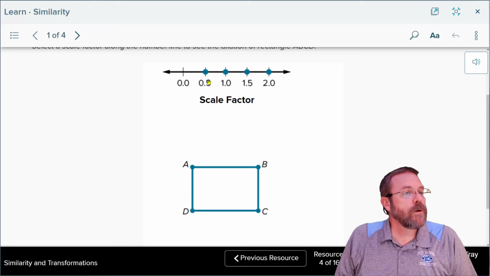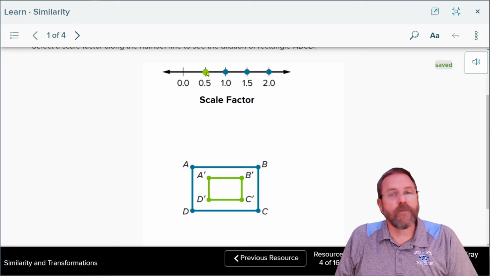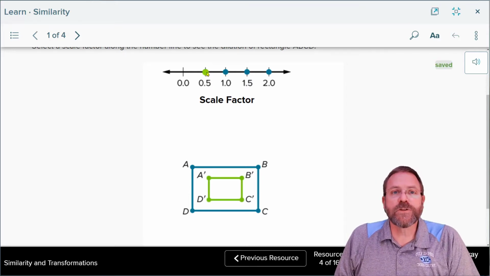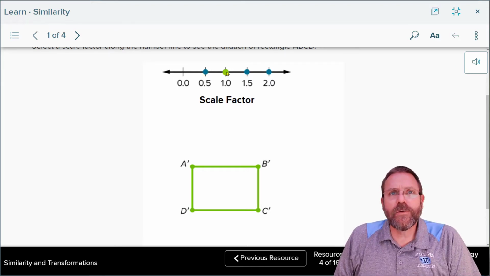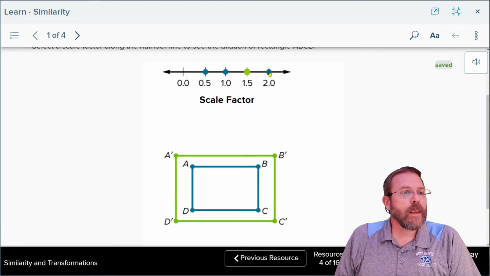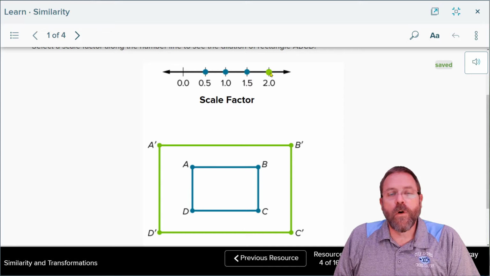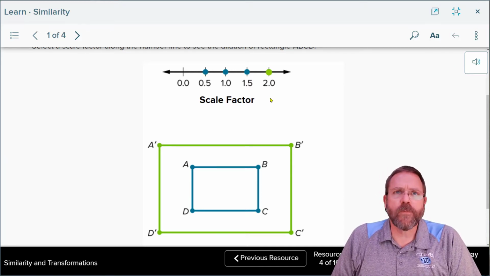So here, if we set the scale factor to 0.5, that's going to give us a smaller rectangle for our prime rectangle. If we do it at 1, that means that our new rectangle is identical in size to the previous rectangle. 1.5 and 2. We've learned all about this already. Shouldn't be any great revelations on this part of the information.